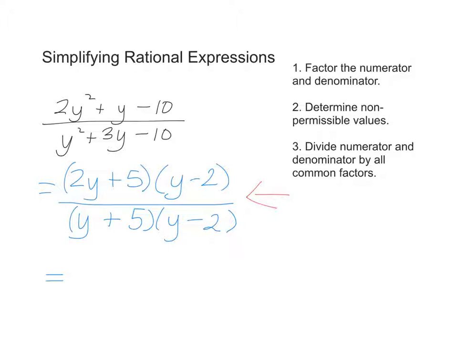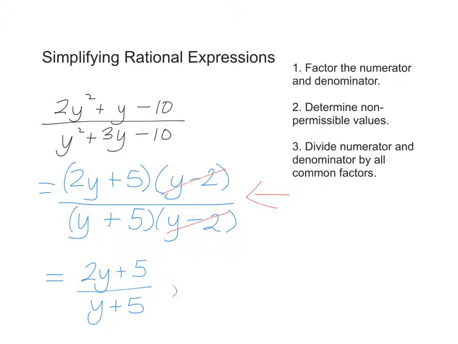So we can cancel the y minus 2 and the y minus 2 because those are factors that are exactly the same. But then we need to leave the rest, 2y plus 5 over y plus 5. You can't cancel those 5s because they're not factors. They're terms. You can only reduce by common factors, not by common terms.